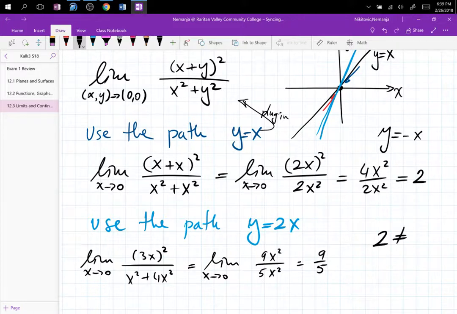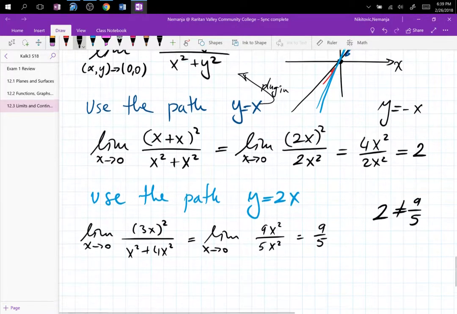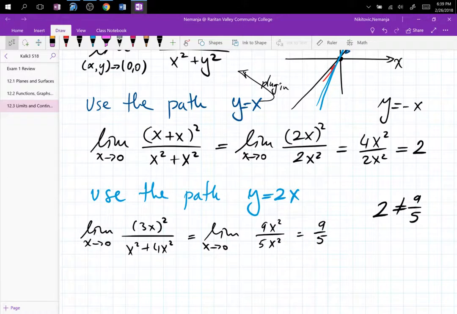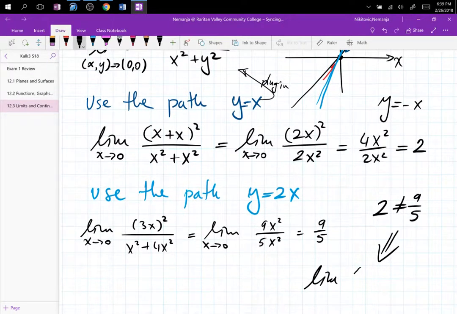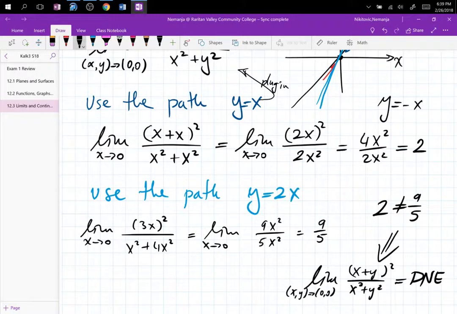So 2 is not the same as 9/5, and that's the reason why the limit does not exist. So the limit of (x plus y) squared over x squared plus y squared, as (x, y) goes to (0, 0), does not exist. I was able to find a different path that gave me a different number. And that's all to it.